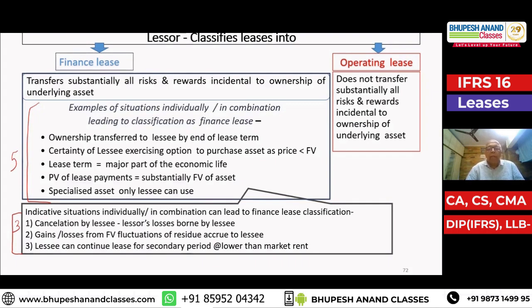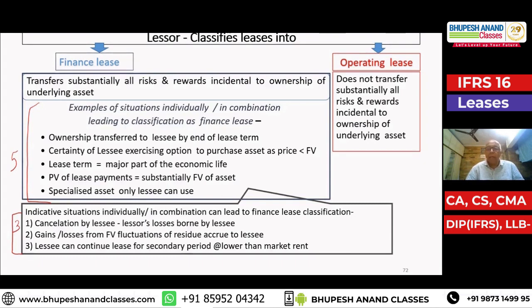Then the lease term is a major part of the economic life. We talked about it. Or the present value of lease payments is substantially equal to the fair value of the asset. So what's happening is we take the substantially fair value. Now the other party, whether they want it for a lesser period or a longer period, you don't care.